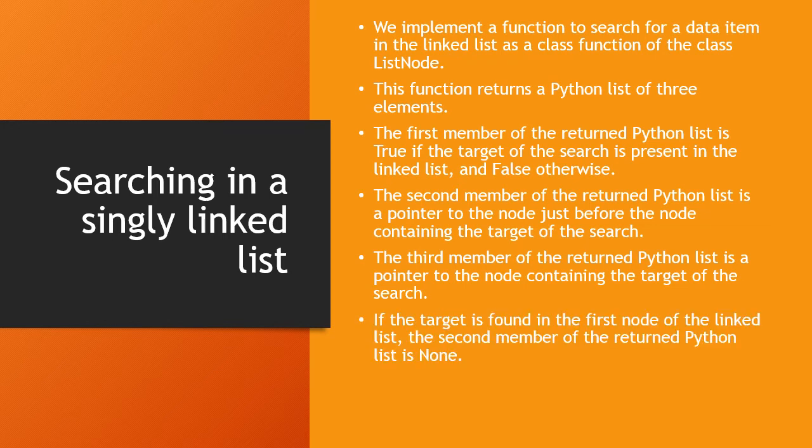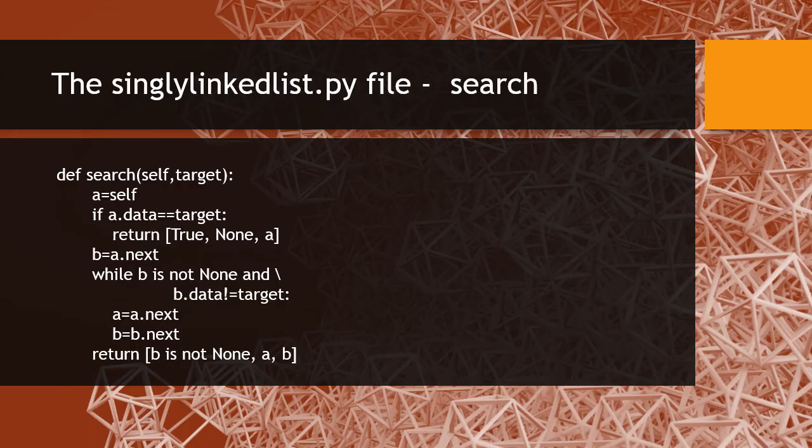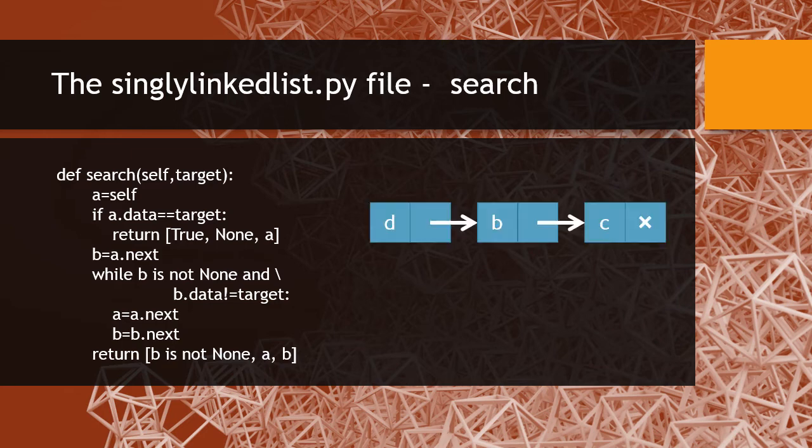If the target is found in the first node of the linked list, then there is no node before it. So the second member of the returned Python list is none. We return the pointer to the node before the node containing the target to help a user who is looking for the target to finally delete it. Now we look at the search function that we have implemented. The search function takes 2 arguments, pointer to a list node object called self and a target value for which we have to search. So this is my list and this is self.